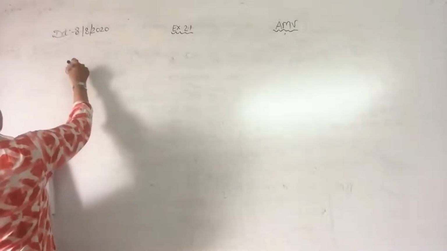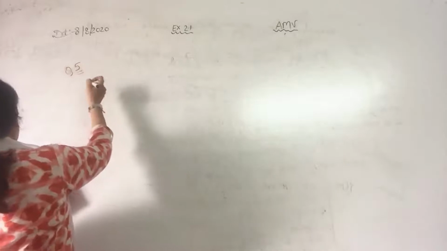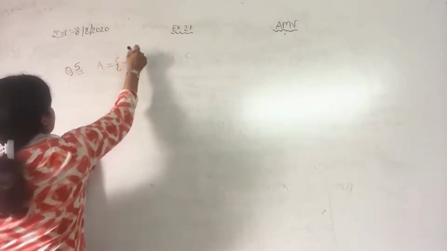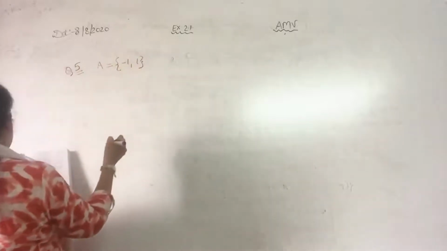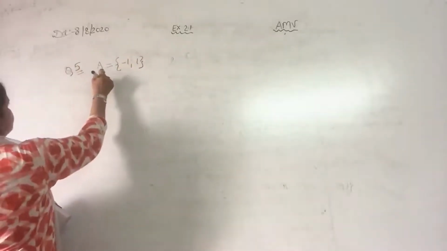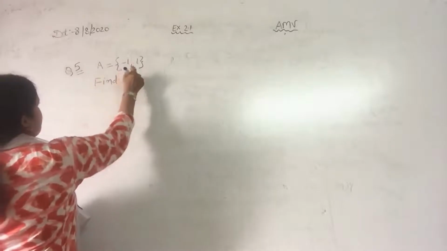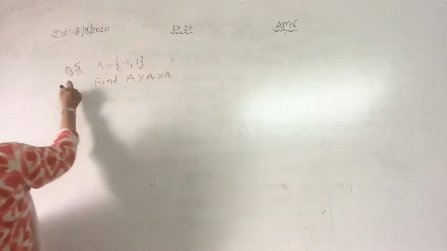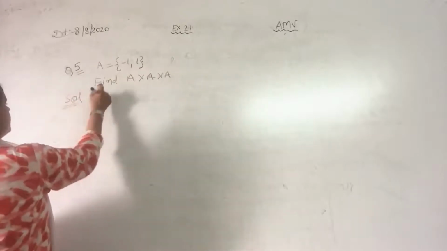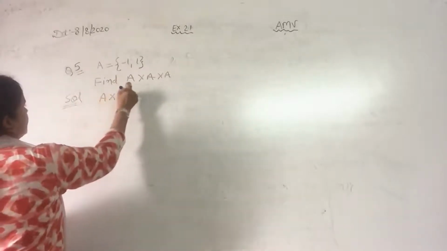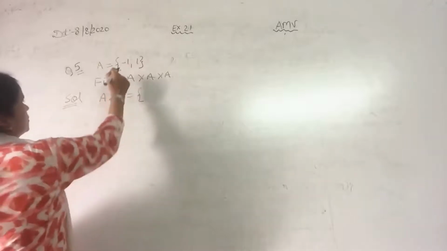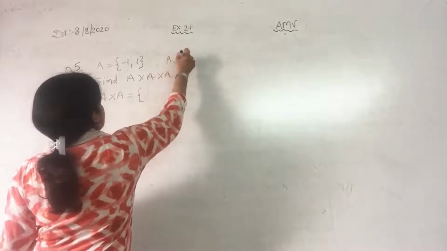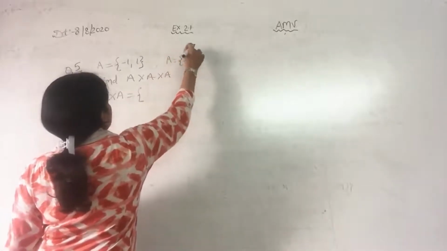Question number 5. Here A is given as {-1, 1}, and we have to find Cartesian product A and A. Okay, so students, first find A Cartesian product A. You can write one more time A. It is {-1, 1} only.